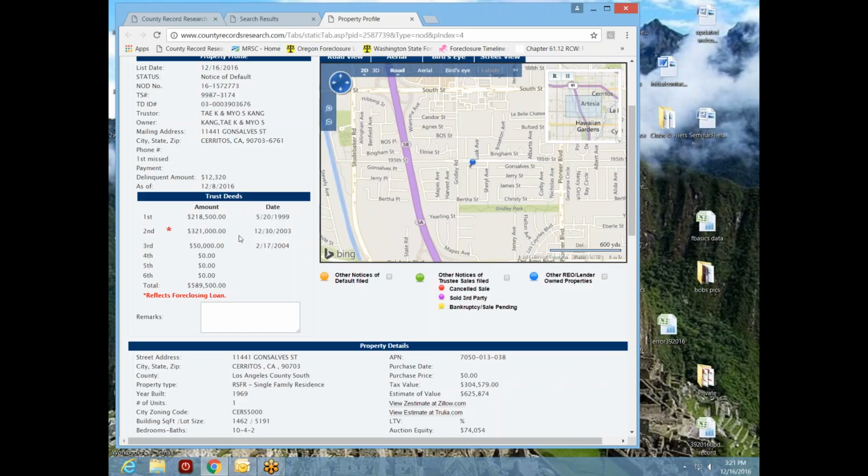Now, for those of you that have cash but not a lot, the advantage in bidding on a second is if I can make a good solid guess or find out even more specifically what's owed on the first, then I can be prepared to bid on the second with some of my cash, and then be prepared to bring the first current with the balance of it, and then do my rehab and my flip, and then whoever buys the property from me ends up paying off the first loan.